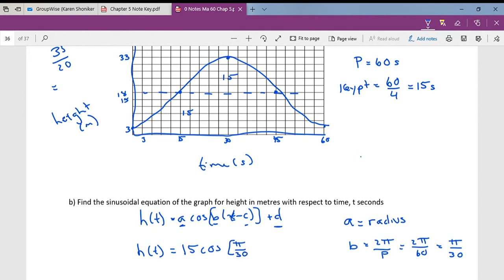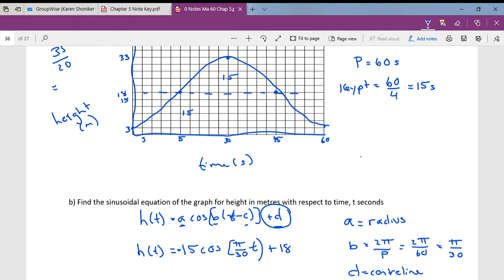Now the next part we have to figure out is what we're going to put in for our phase shift. Because I used cosine, I don't have to do a phase shift. Cosine normally starts at the top, but instead this is starting at the bottom. So if I put a negative in front of the 15, then I don't have to do a phase shift, and I can just say pi by 30 t. And then D is going to be where your center line is. We already decided that my center line is from the bottom of here up, so it's going to be plus 18. And that's how you come up with the equation of your sinusoidal function.